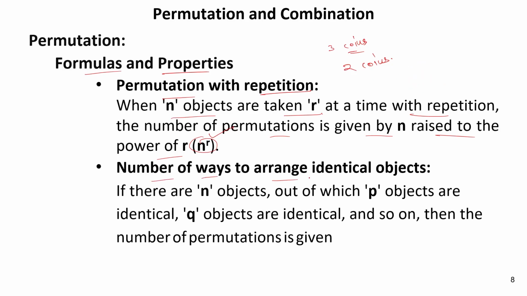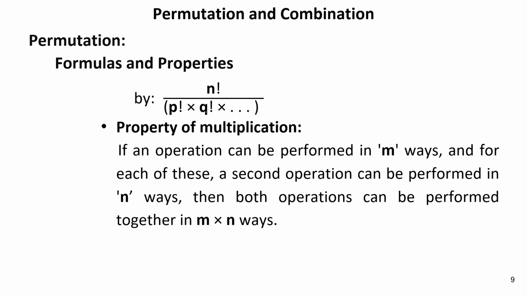Number of ways to arrange identical objects: if there are n objects, out of which p objects are identical, q objects are identical, and so on, then the number of permutations is n factorial by p factorial into q factorial, and so on for all the repeated types. Property of multiplication: if an operation can be performed in m ways, and for each of these the second operation can be performed in n ways, then both operations can be performed in m into n ways.